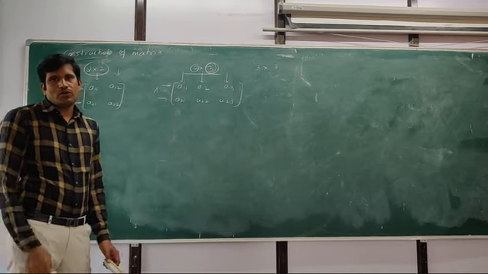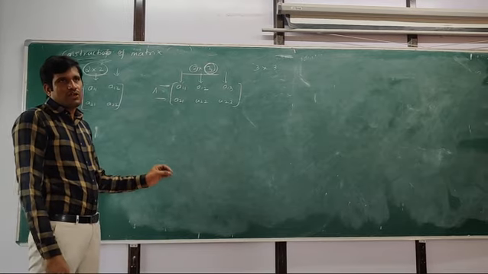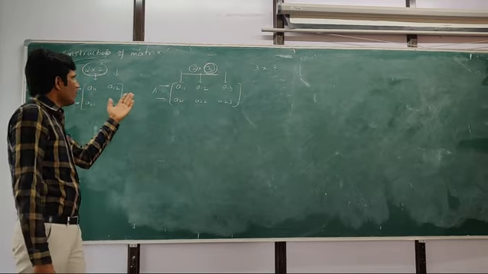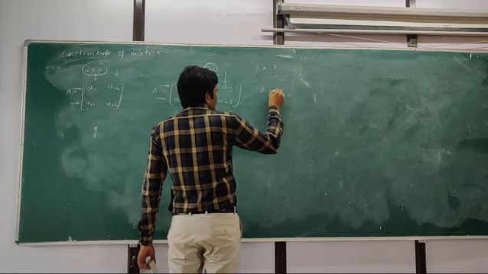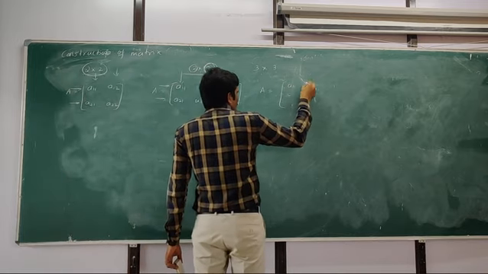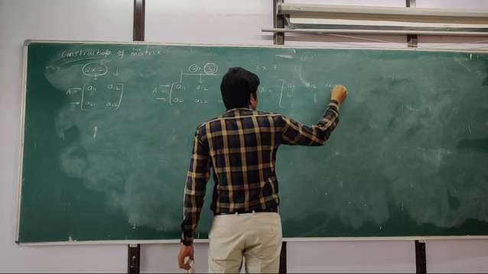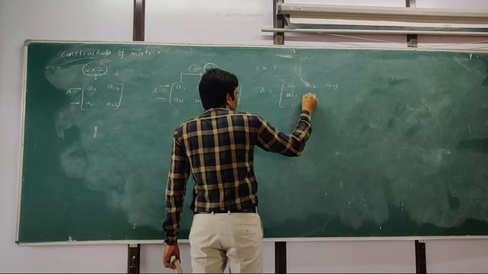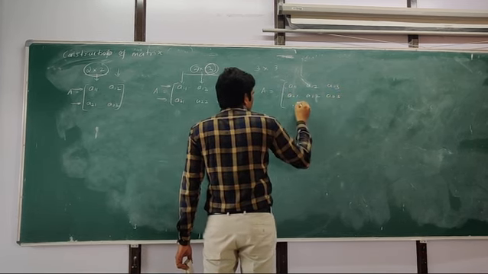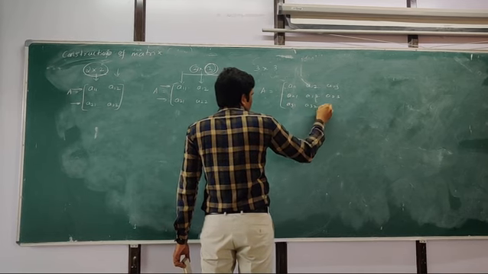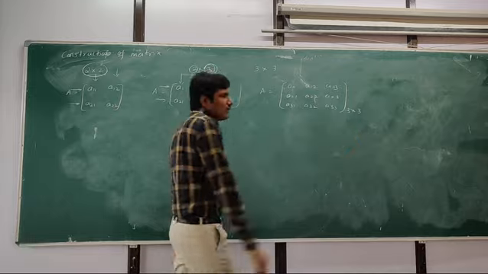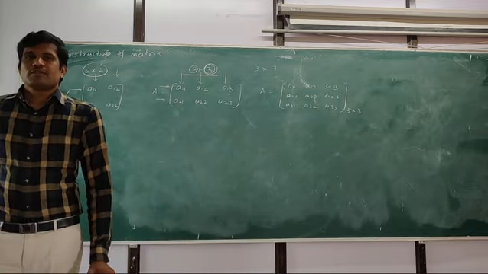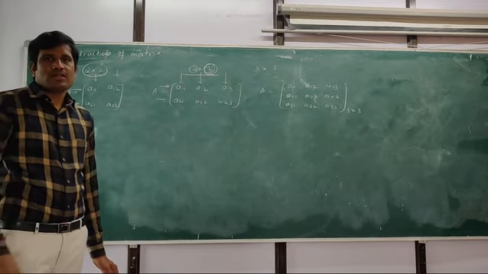You must be able to write the general representation of any matrix. It can be a 2 cross 2 matrix or a 2 cross 3 matrix. So what is the general representation of a 3 cross 3 matrix? First element is A11, second element is A12, third element is A13, then A21, A22, A23, A31, A32, A33. Therefore the order of this matrix is 3 cross 3.